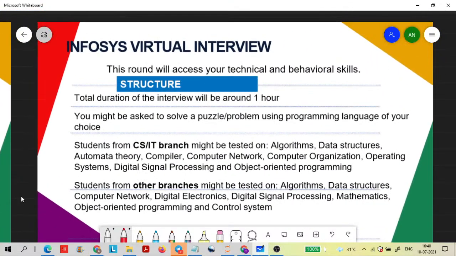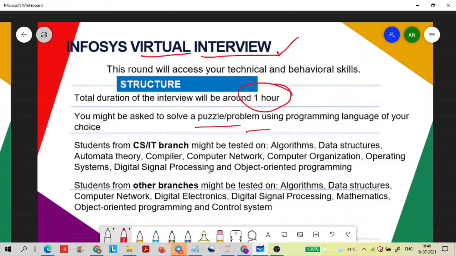Then next come to the interview part. In the virtual interview part, your interview will be, as most of the companies are conducting the interview on a virtual platform, of 1 hour duration, and you might be asked to solve puzzles or problems using the programming language of your choice.